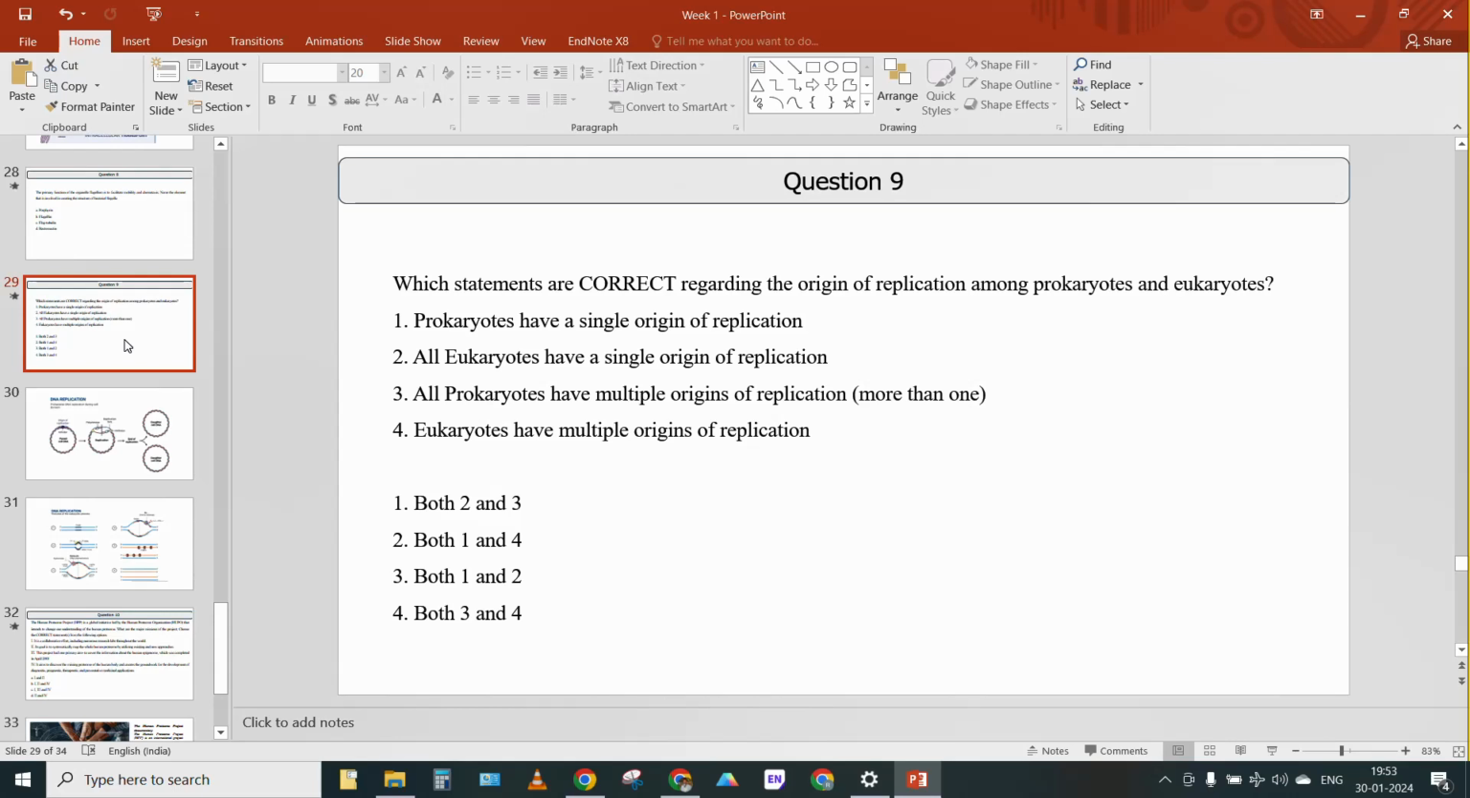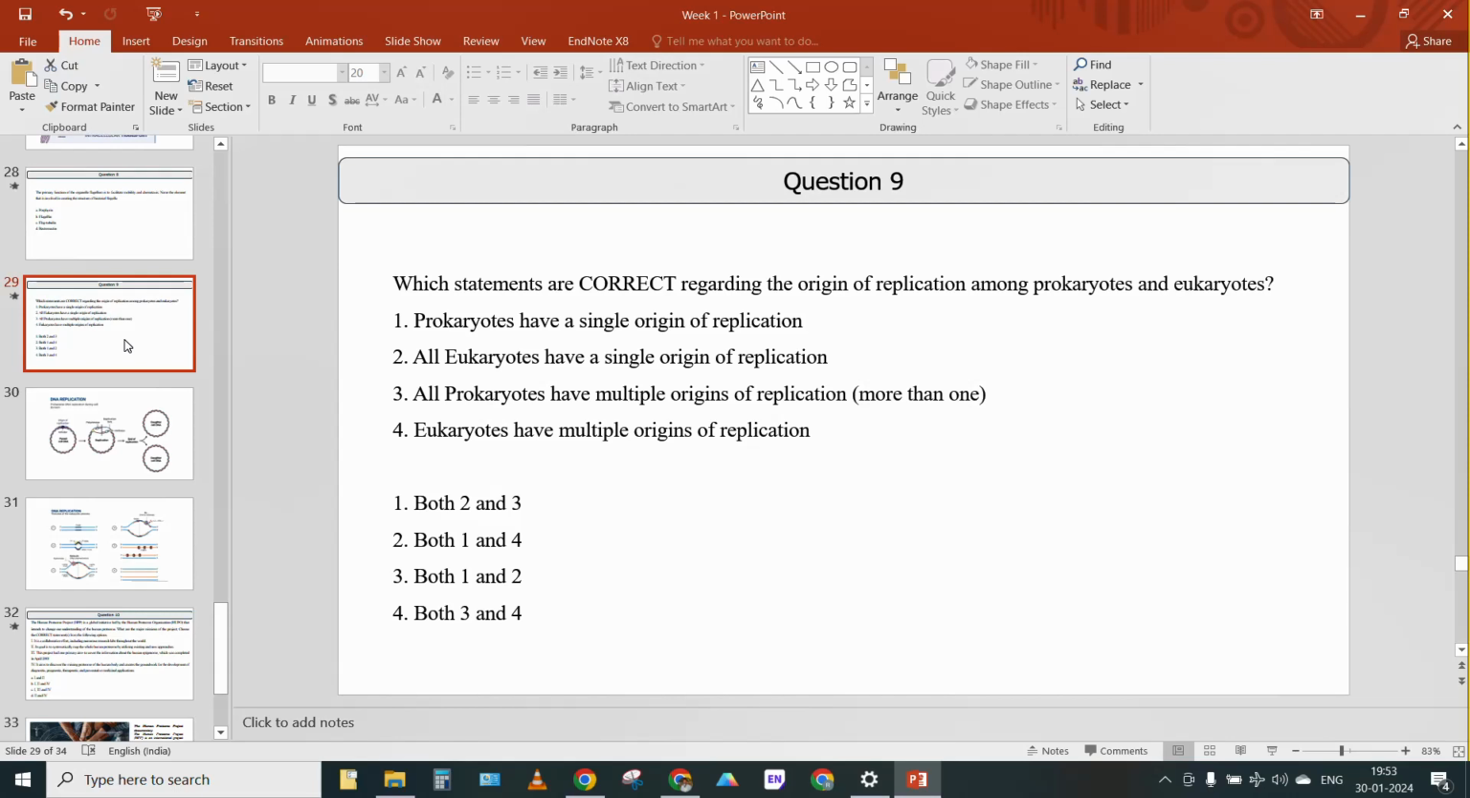I think option two is correct, both 1 and 4. Any reason? Any strong evidence behind this? Because in eukaryotes, for fast copying, there are multiple origins, and in prokaryotes there is only one origin because it is characterized by repeated sequences. Exactly, you're correct. You're going well.